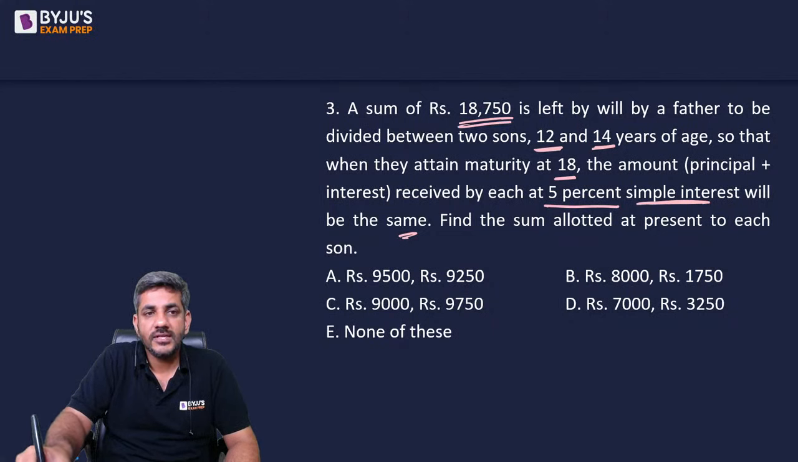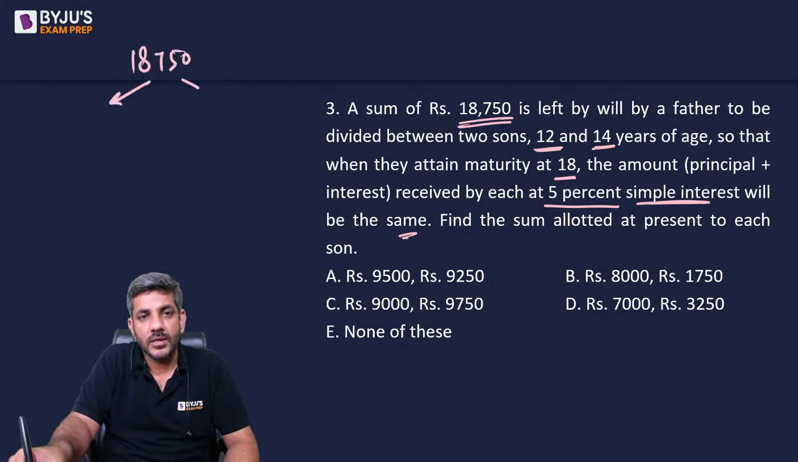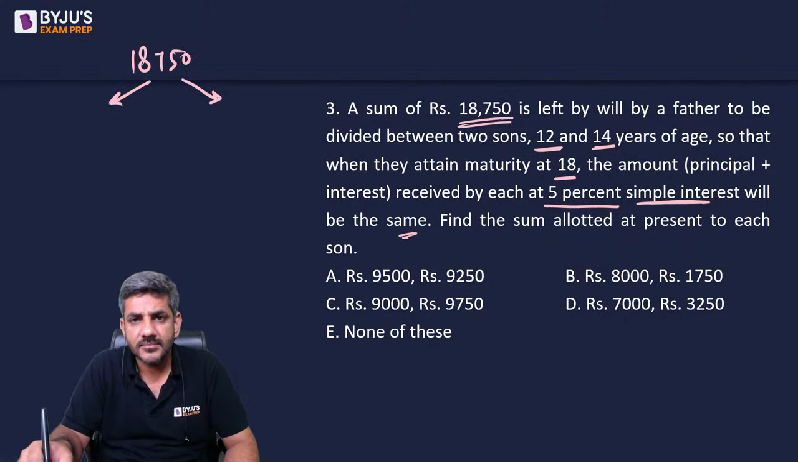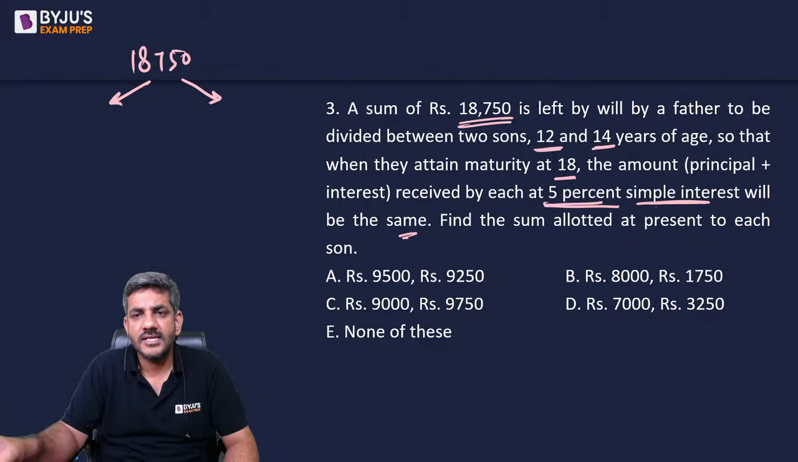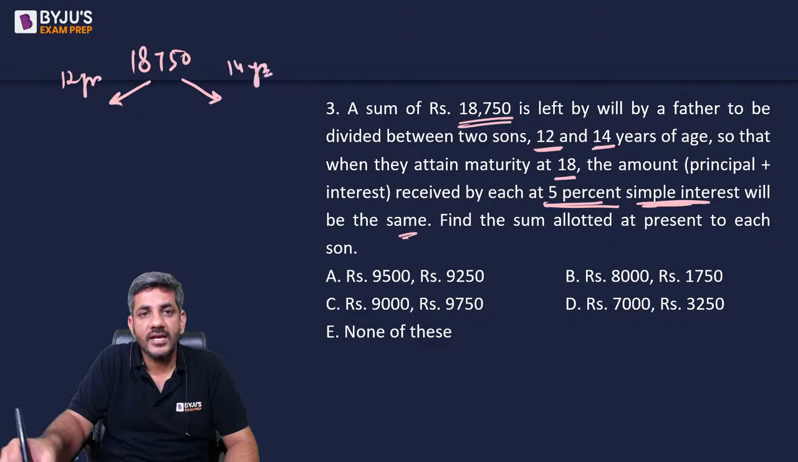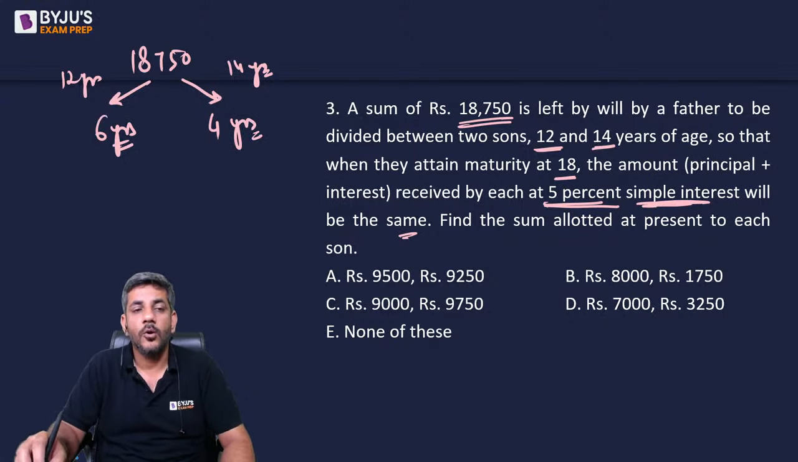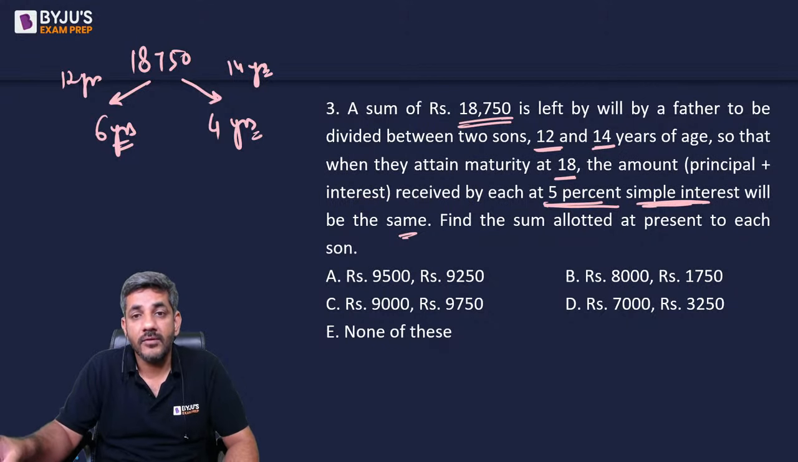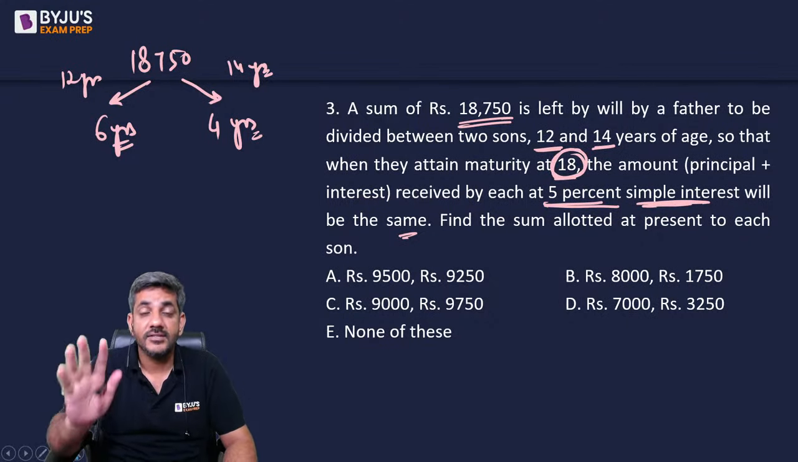Now, 18,750 rupees are there. They are divided between two people. One would get something, one would get something. And you are getting 5% simple interest. Now, one person is 12 years of age, one person is 14 years of age. So, can I say he would be getting interest for the next 4 years, but he would be getting interest for the next 6 years? Because everyone would get the money after 18 years of age.